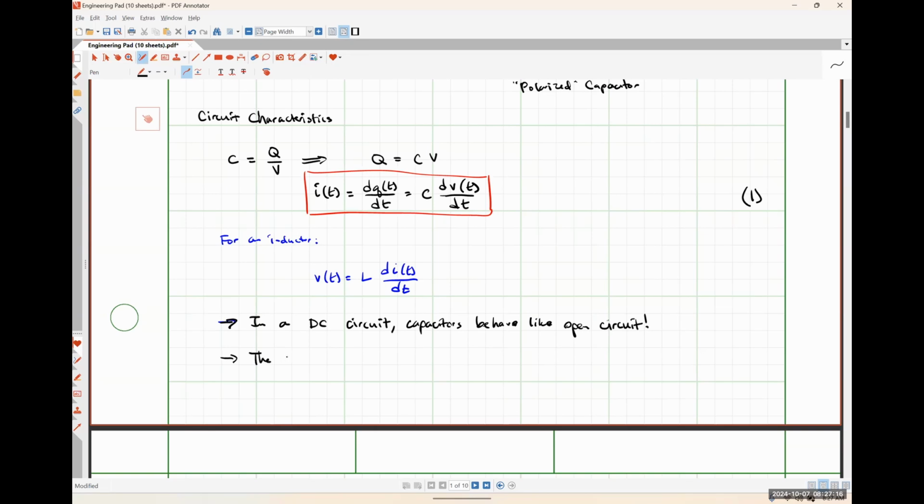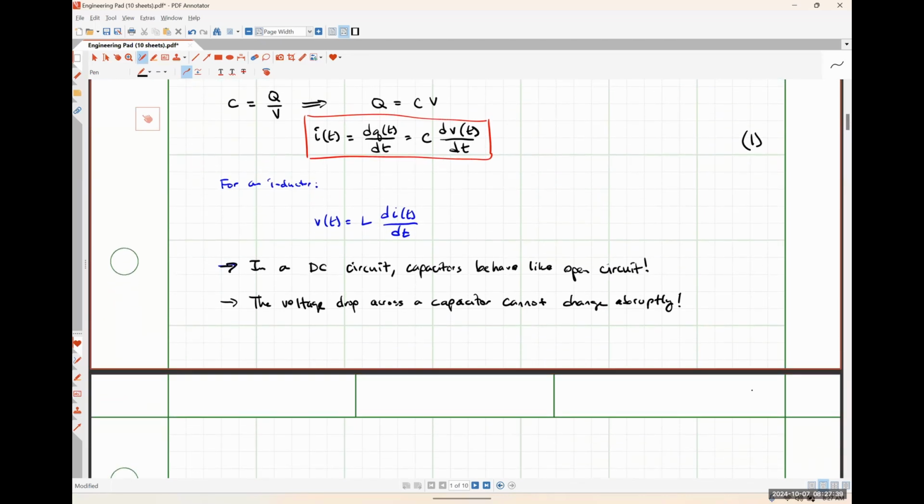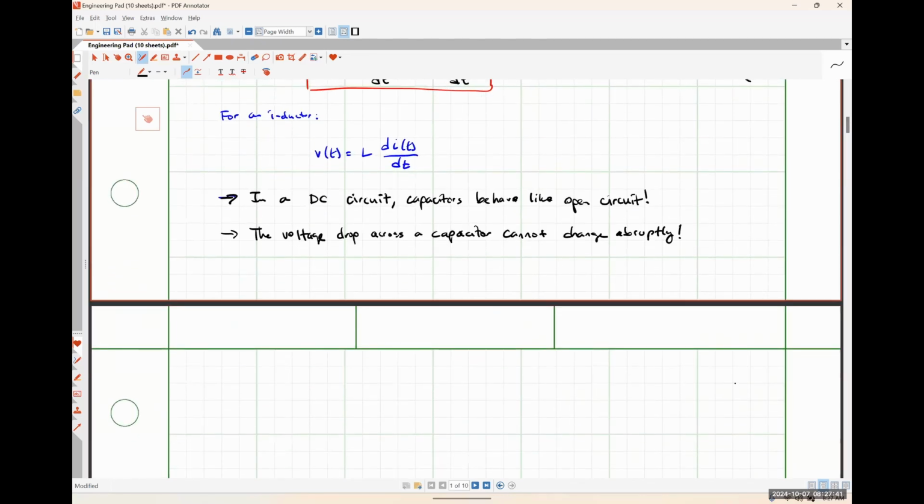So the voltage drop across a capacitor cannot change abruptly. All right, so we have our derivative-based relationship. So now let me go ahead and give you guys our integral-based relationship.